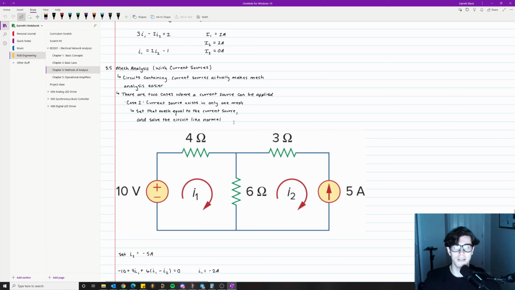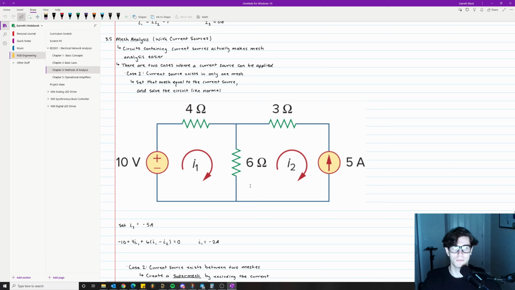So in the case 1, when the current source exists in only one mesh, set the mesh equal to the current source and solve the circuit like normal. Boom. Super simple. Here's an example where we have a current source is in only one mesh. So we set mesh I2 equal to negative 5 amps because we're going clockwise. And then relative to this clockwise assumption, 5 amps is supposed to be negative.